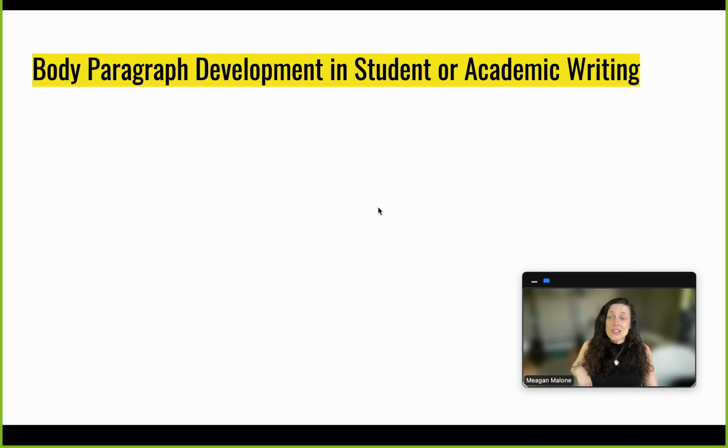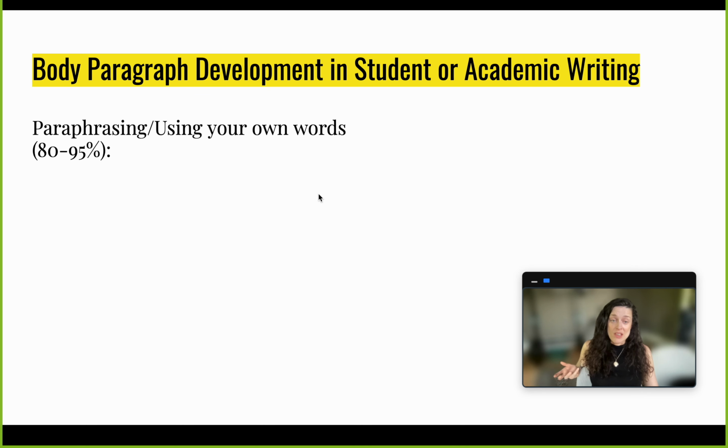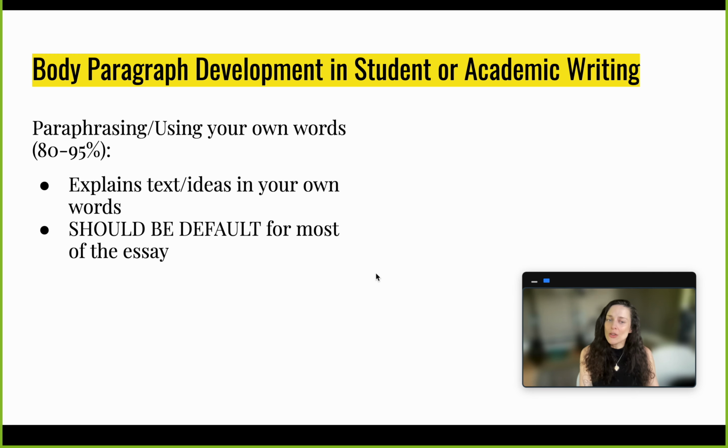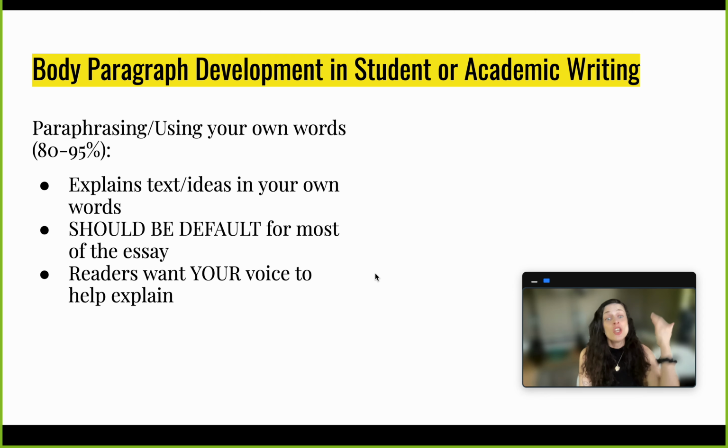Now, let's discuss more about how to develop these body paragraphs. When you're thinking about incorporating sources like quotes and information from the academic articles or information from your popular articles, you want between 80 to 95% of your paper to be written in your own unique voice. You as a student get to use the information you've learned and translate it and paraphrase it and use your own ideas and arguments. So you're explaining the text and your ideas in your own words. This really should be how you mainly write your essay. The readers are coming to your piece to get your thoughtful take on this issue.